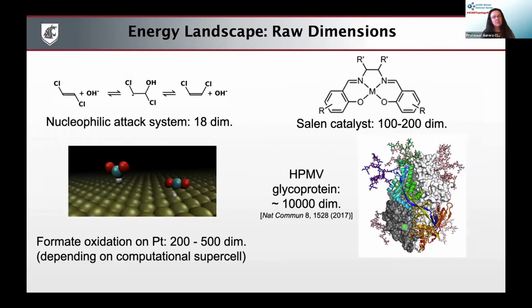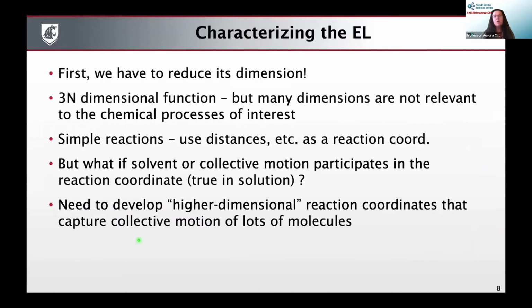But the raw dimensions of this energy landscape can be very, very large, obviously, if it's 3n dimensional. And by the time you get to things like catalysts or proteins or transformations at interfaces, you can have a ridiculously large amount of raw dimensions associated with this energy landscape. And so if we want to characterize the behavior of an energy landscape, one of the first tasks is to reduce its dimension. And we recognize that many dimensions are not relevant.